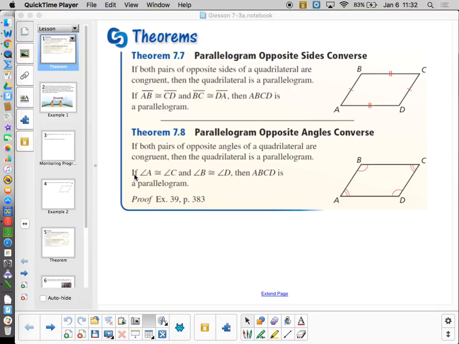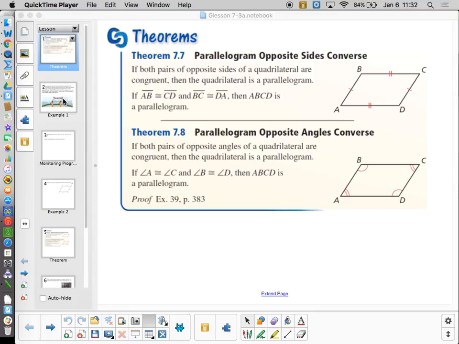Going to talk about parallelograms and basically the converse of every theorem that we had yesterday and the day before. So before we said if something's a parallelogram, then we know the following facts about them. The opposite sides are congruent. The opposite sides are parallel. The opposite angles are congruent. Consecutive angles are supplementary. But all of those conclusions required us to know that the shape was a parallelogram first.